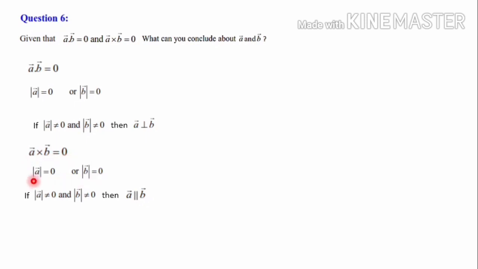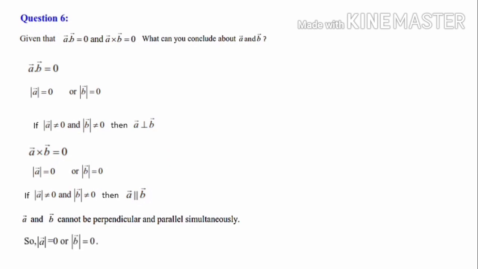The first one is either modulus of A is 0 or modulus of B is 0, or the two vectors are parallel. And when you analyze these two conditions together, in the first case vector A is perpendicular to vector B, and in the second case vector A is parallel to vector B. So A and B cannot be perpendicular and parallel simultaneously. These two conditions together will never be satisfied. So our conclusion will be modulus of vector A equal to 0 or modulus of vector B equal to 0.